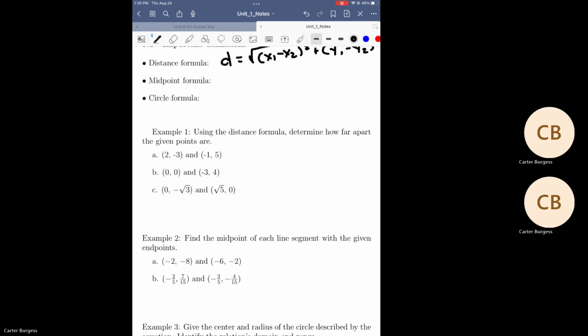Again, order doesn't matter, so you can find that change of x any way you want. You're going to square it, it's going to become positive. We don't care, it doesn't matter. Right? In this case, our distance is going to be equal to the square root of, we've got x1 minus x2, I'll write that as 2 minus -1 squared, plus y1 minus y2, we'll call that -3 minus 5 squared.